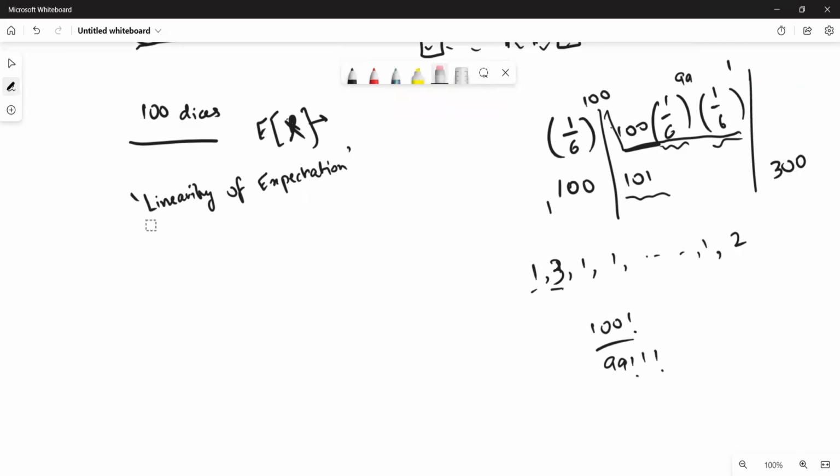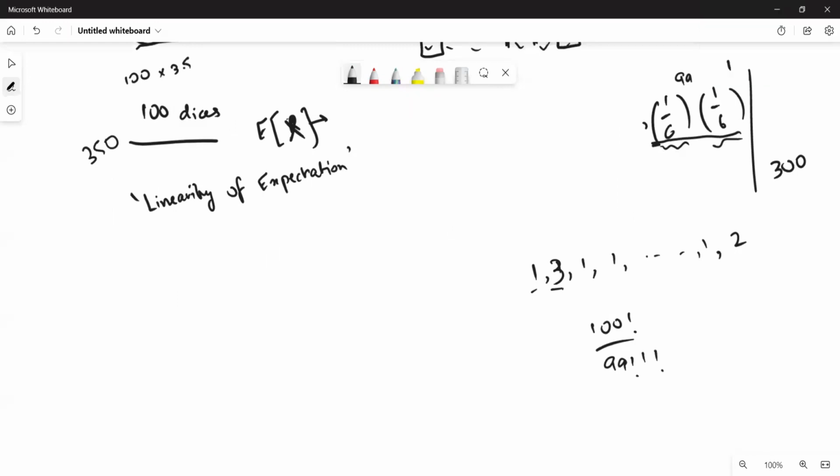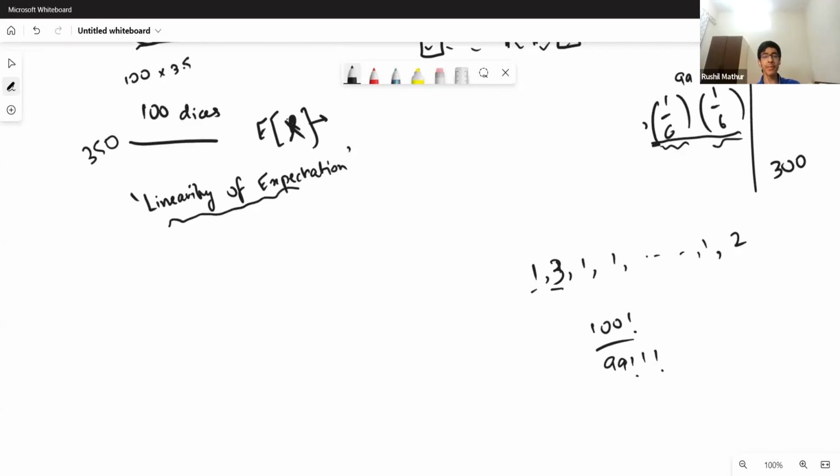And for that reason, there is this thing called the linearity of expectation, which really simplifies our work and helps us solve this in a matter of seconds. In fact, the answer for this, by the way, is 350, which is kind of what you expect, like 100 times 3.5, because in some sense, all the dice are just rolling independently. So you should just be able to add them up. But this is actually very powerful, and here it's kind of obvious, but not always. So we'll get to that.